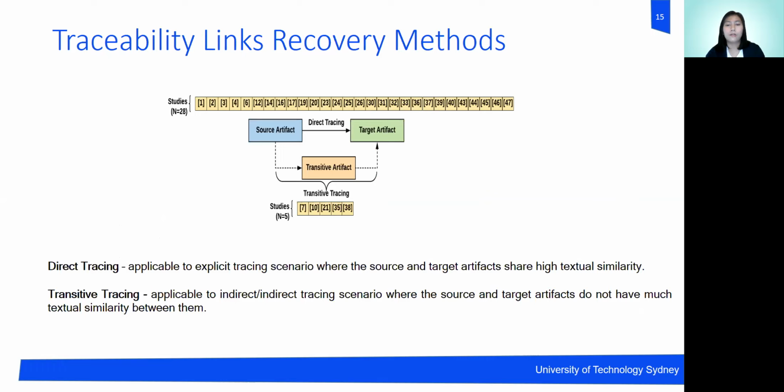The last finding is trace link recovery method. We noticed that there are two ways to recover the link between two artifacts. One is the direct tracing. This method is applicable for explicit tracing when the source and target artifact share a high textual similarity. And another one is the transitive tracing. This method is applicable when the source and target artifact don't have a high textual similarity between them, so it uses another artifact as a transitive artifact to recover the link between source and target artifact. As illustrated in the figure, the majority of the study used direct tracing. Only a handful of study evaluated the approach with transitive tracing.